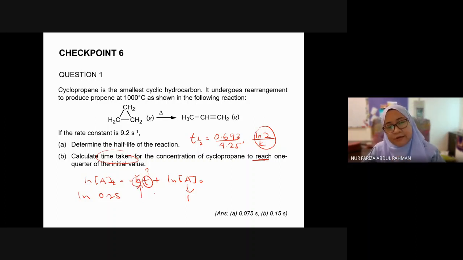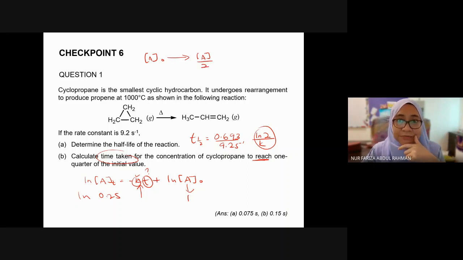Okay, alright, so that is how to use the integrated rate law. The other way is by using the half-life method, because we know this is first order. That means its half-life is constant. And we know that the initial concentration will be this one, right? Let's say this is the initial concentration, and then half of this initial concentration will be this one.